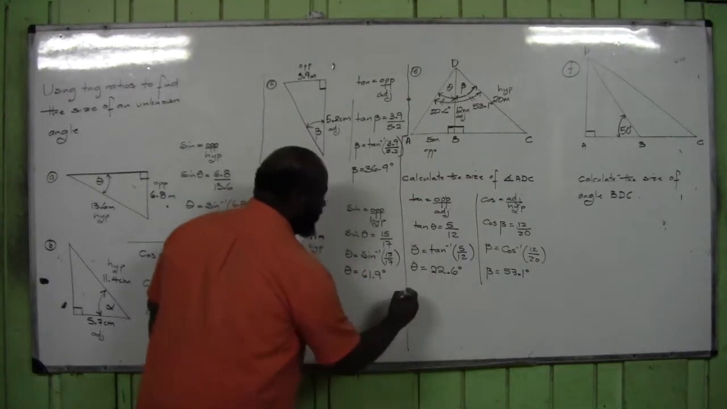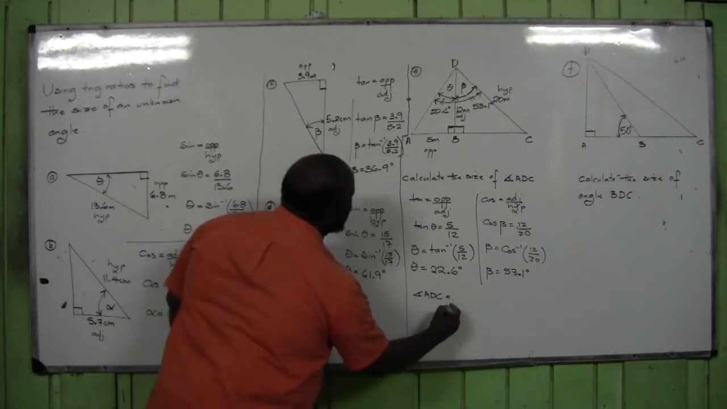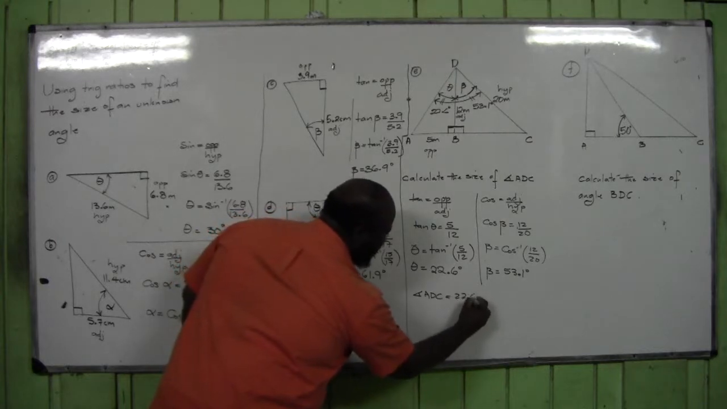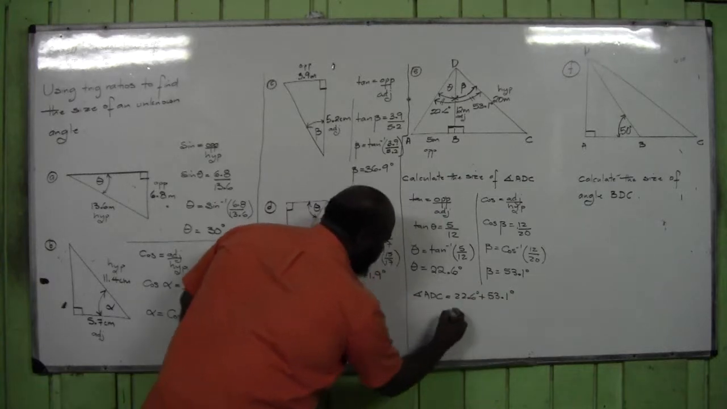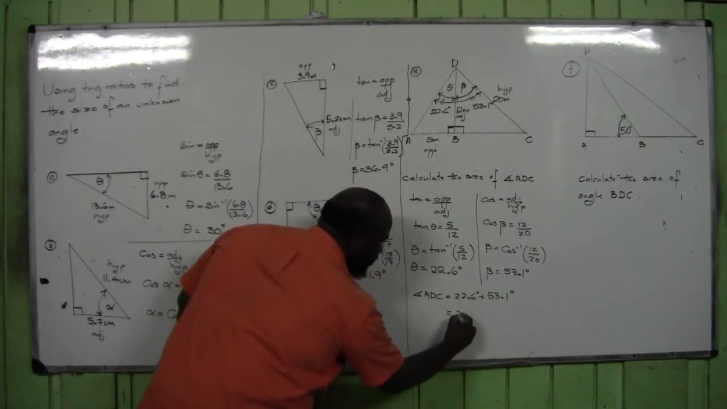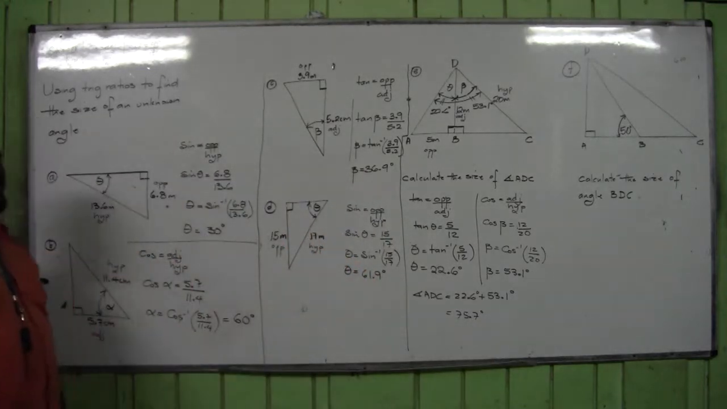So tell me if this statement is true: angle ADC is equal to 22.6 plus 53.1. Do you agree? Yes, sir. This is 75.7 degrees. Angle ABC is 75.7 degrees. That one is a little bit more, I wouldn't say complicated, but it is a little less obvious.